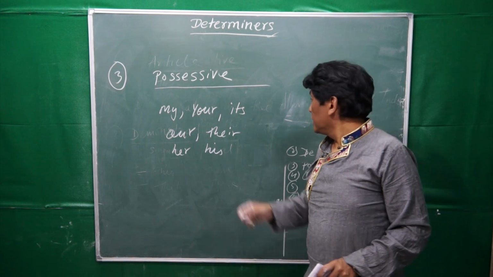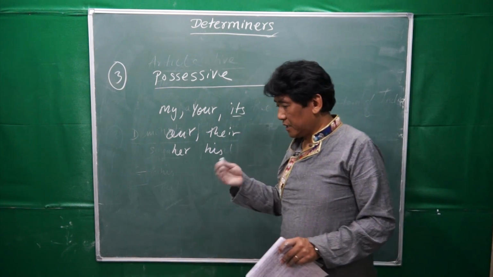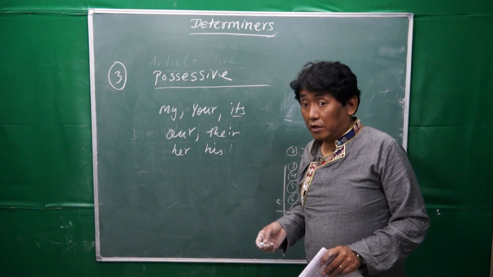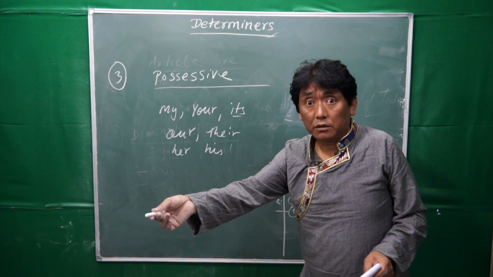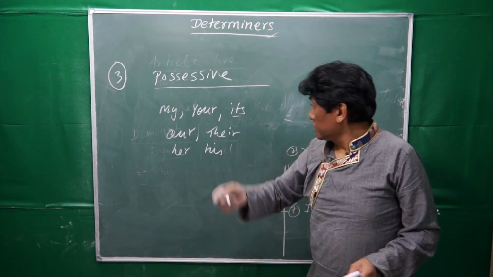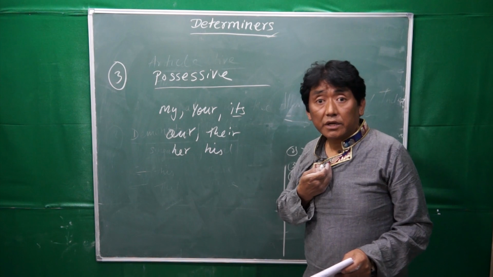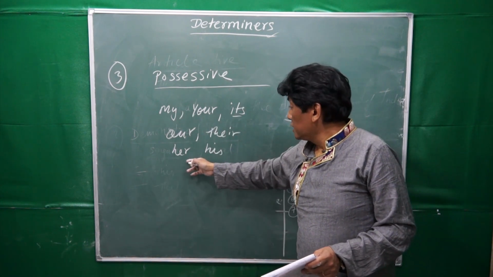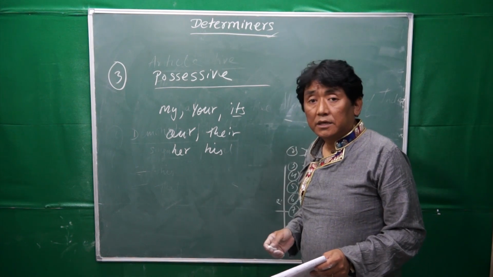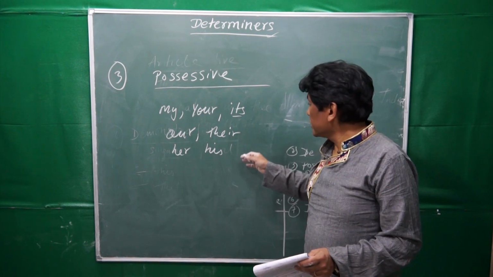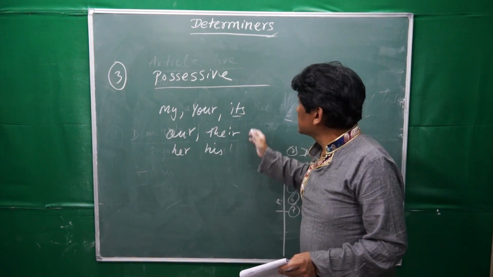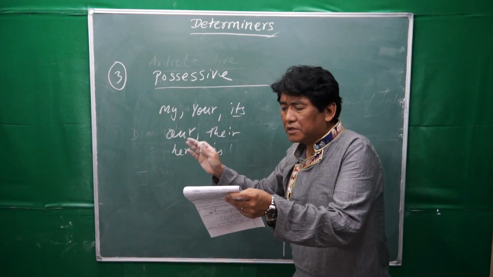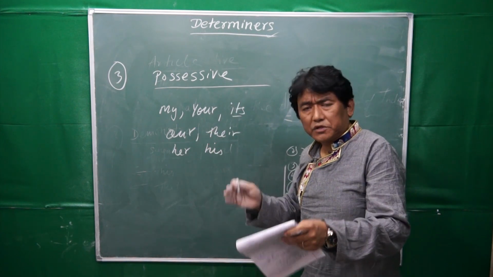And then its, we can use as a pronoun for non-living things and animals, right? I've talked about a dog. Its tail. Whose tail? Its tail. The dog's tail. Our country. Their school. Her bag. His pencil. This is how you can use this possessive determiner to determine the noun. Understood? You can see this is an adjective of possession also.